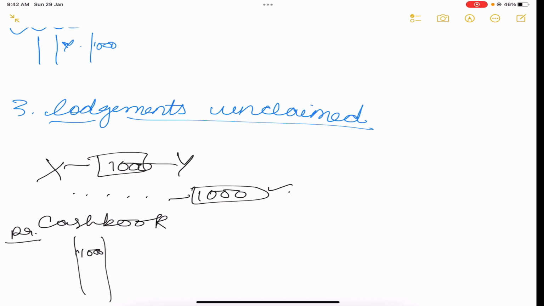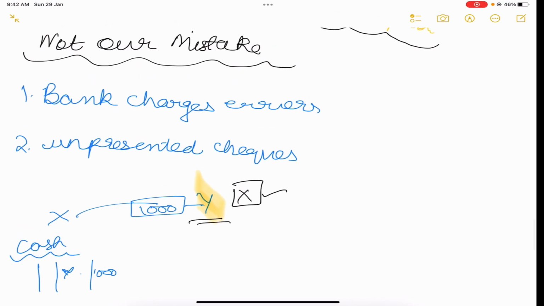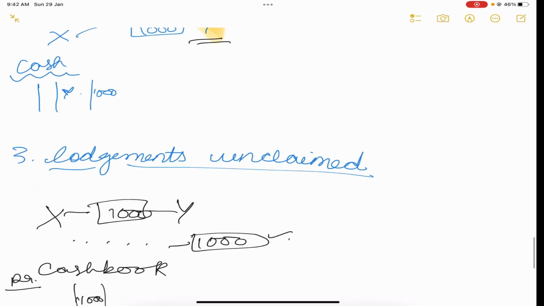Okay, so you understood that there are 3 things which will not be a mistake. The first one is the bank charge errors. The second one is the unpresented checks. What are unpresented checks? I have issued the checks, I have given the checks, but they haven't been presented in the bank, so that has nothing to do with me. And the third one is the lodgements unclaimed, which means I have received the check and I have banked it, but the bank hasn't credited it to my account. So this is also not my fault. Okay.